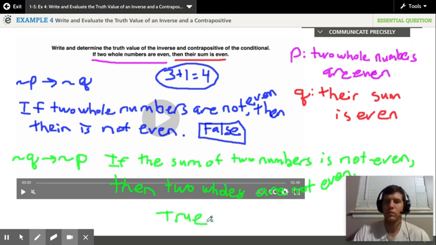So if the sum of two numbers is an odd number or not an even number, like 15, then we're going to have an even and an odd number to add up to 15, and therefore the two numbers are not even, right? They're not both even. So this is going to be a true statement.